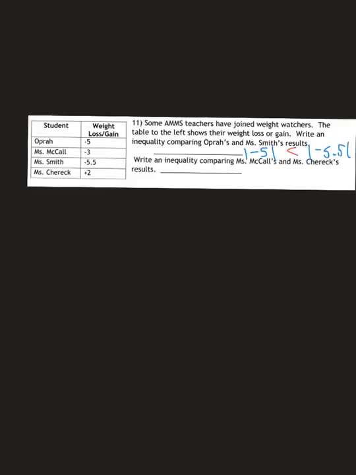And then part B was comparing Miss McCall's and Miss Sherrick's results. So Miss McCall was -3, but still weight change, so it goes inside our absolute value. And then Miss Sherrick was +2 inside our absolute value. And the absolute value of -3 is +3, and the absolute value of +2 is +2. Our inequality should be open to +3.